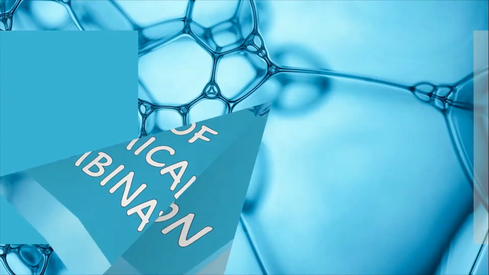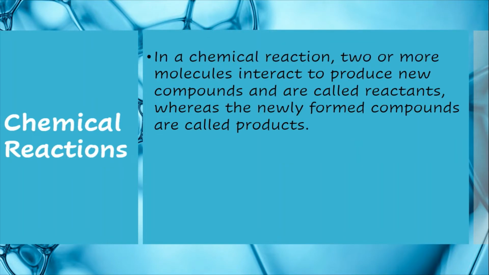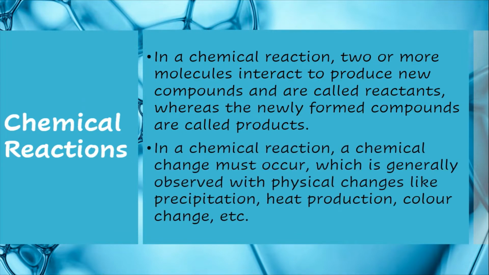Laws of chemical combination. Chemical reaction. In a chemical reaction, two or more molecules interact to produce new compounds and are called reactants, whereas the newly formed compounds are called products. In a chemical reaction, a chemical change must occur, which is generally observed with physical changes like precipitation, heat production, color change, etc.